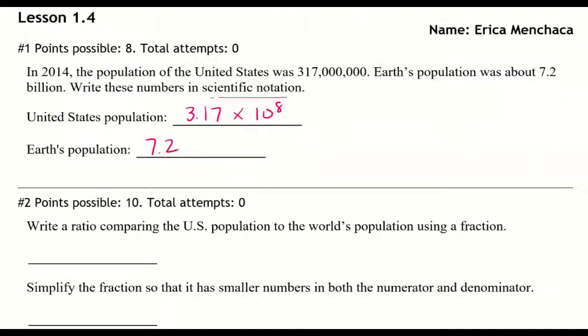Then for the Earth's population, it tells us 7.2, so we have to remember how many place values are after the billions place, which is 9. And use your place value chart. If you need to, go ahead and print it and keep it next to you.